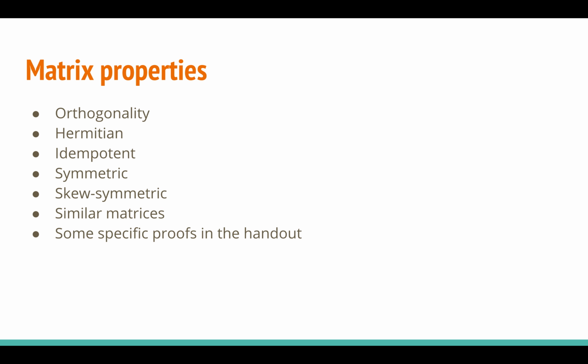The matrix properties are as such. We have orthogonality, Hermitian, idempotent, symmetric, skew symmetric, similar matrices. I will go over some specific proofs found in Mosh's handout for Mathematics 2B at Dianza.